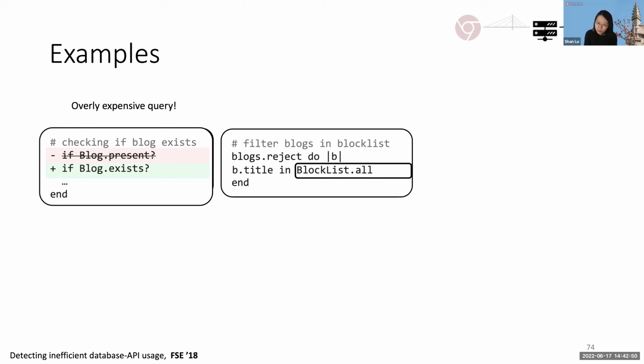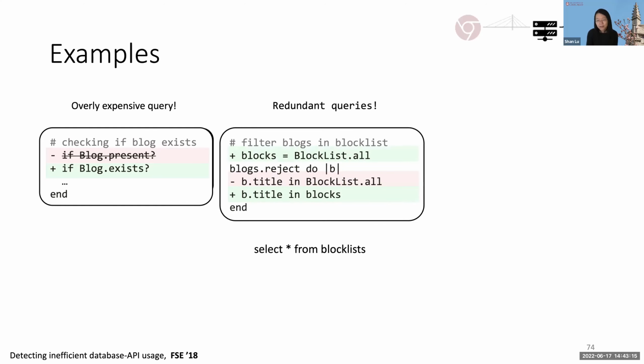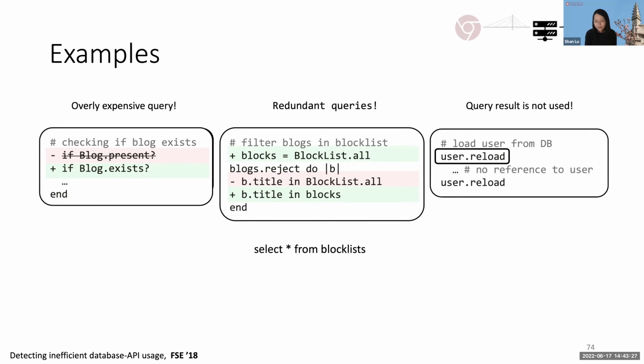Now, it turns out this blog list.all is not a heap access. This will be translated into a select star query. So what happened is that this select star returns the same thing every time. And in every iteration of this loop, you are sending the same query again and again. The fix is not hard. You just need to get that blog list.all at the beginning, and then just use it in every iteration. Then there are other examples, like you just keep reloading and you don't use the result.